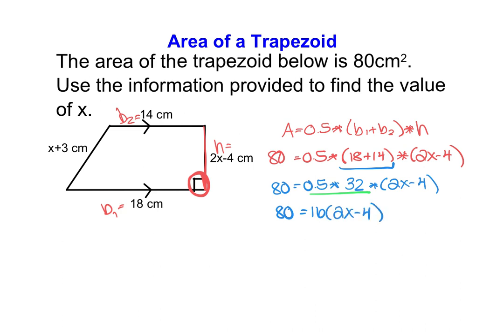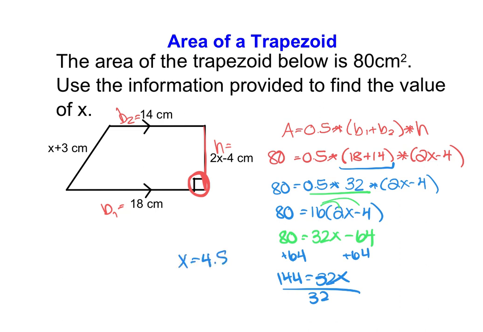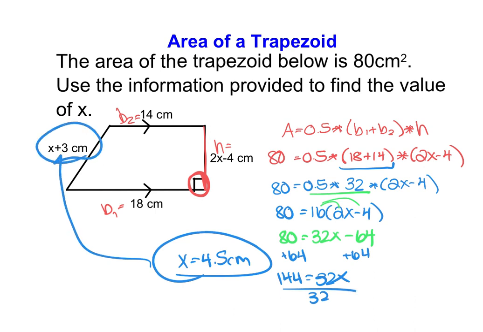Now, this is a problem where I can distribute because I have one set of parentheses and a number out in front. So I have 80 is equal to 32x minus 64. Then to solve this equation, I can add 64 to each side. So I have 144 is equal to 32x. And then to end that problem, I take both sides and divide them by 32. And I find that x is equal to 4.5 centimeters. And I can take that x value, put it in here, and find that missing side length.